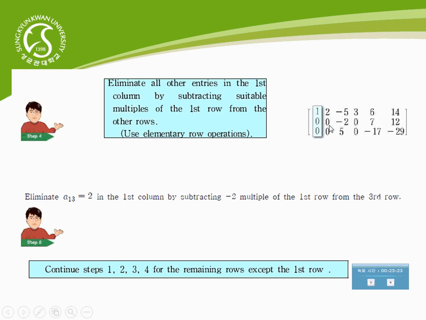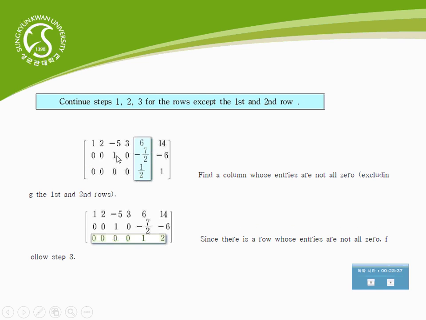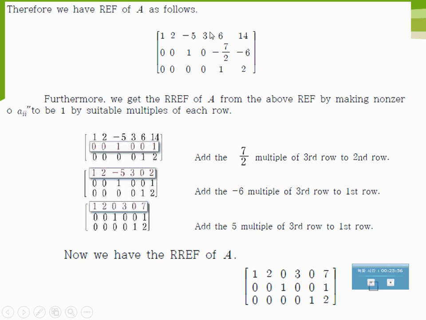Then consider the second column. Here, let's make this one 1 and make this one 0, like this, by doing elementary row operations. And then we have this. So we just multiply the third row by 2 to make this one 1. Then we have a REF, like this. We have 3 leading ones, and all 3 leading ones are 1s here. So this is in REF.